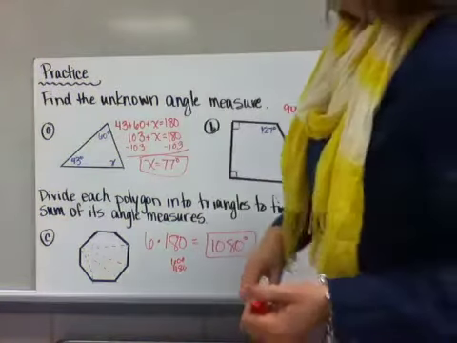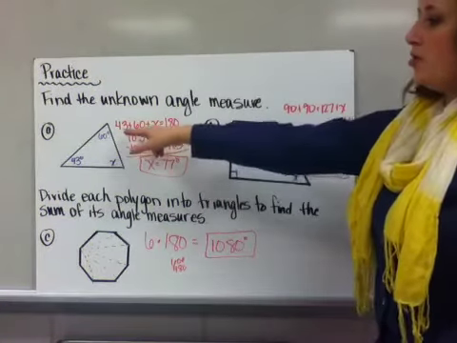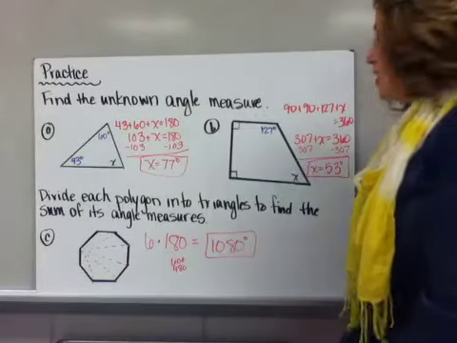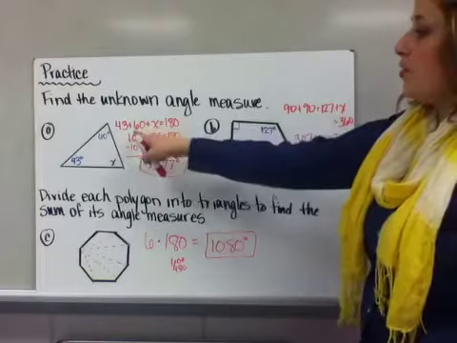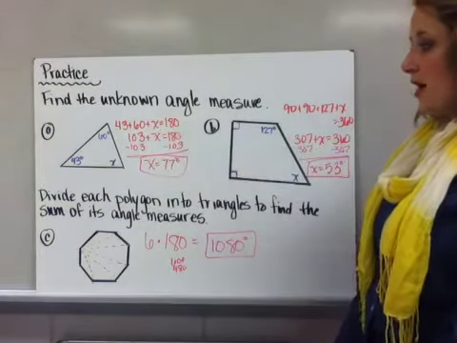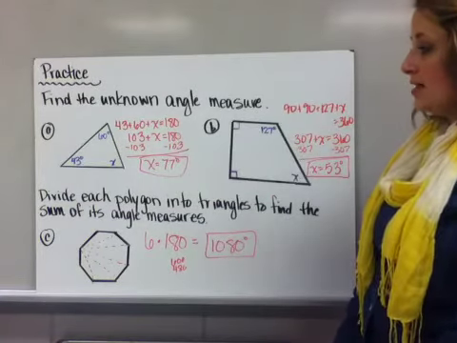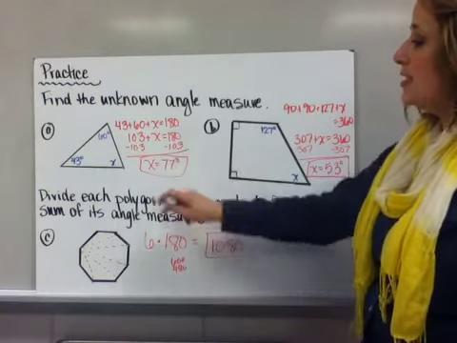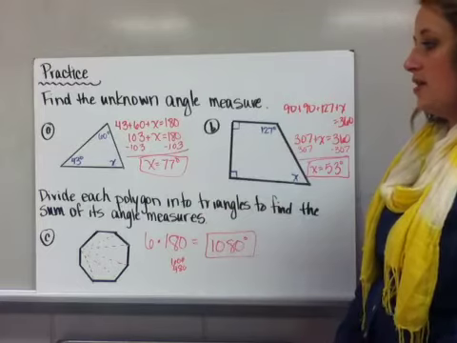On practice A, out of the given angle measures of 43 and 60 plus x, I know that's going to equal 180 because that's a triangle. 43 and 60 add to be 103, so I have the equation 103 plus x equals 180. Undo adding by subtracting 103 on both sides. X equals 77 degrees.